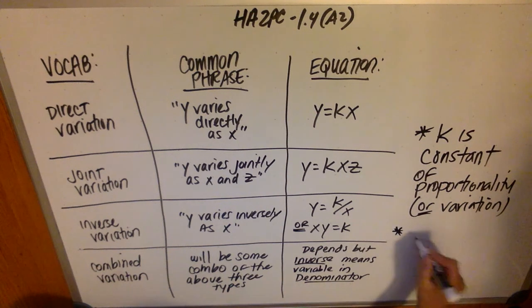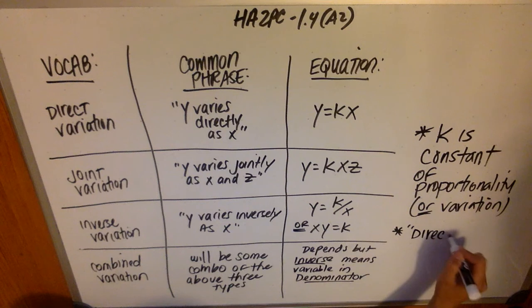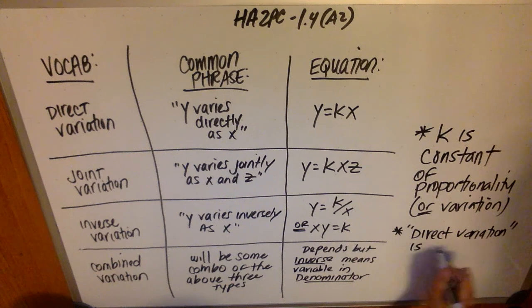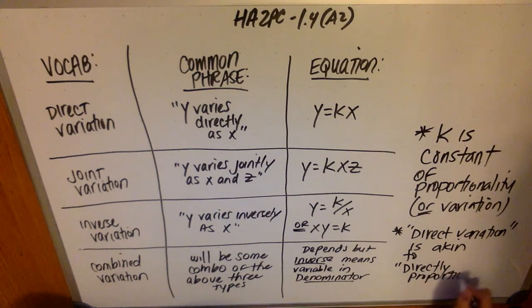My second note is that the phrase direct variation is akin, meaning the same as, to saying directly proportional. And the same thing would be true when we talk about inverse variation. That's the same as saying inversely proportional. So if you say something shows inverse variation or varies inversely, you could also say is inversely proportional. Okay, so you could interchange those two words. So if you've learned about proportionality but not variation and you're panicking, don't. It's the same concept, just a different way to phrase it.